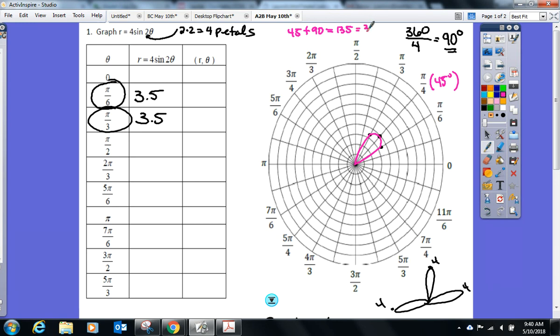Yeah. And guys, guess what point we're going to have at 3 pi over 4? Oh, yeah. 1, 2, 3, 4. You can go to the chart now if you want, but guess what's going to be to the left and to the right? 3.5s. Yep.